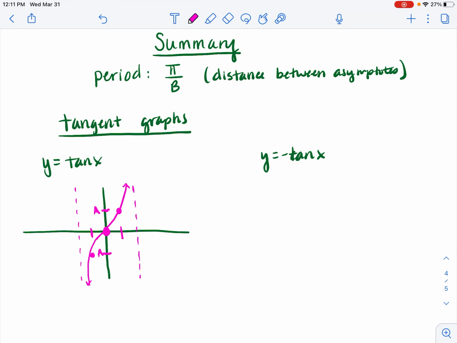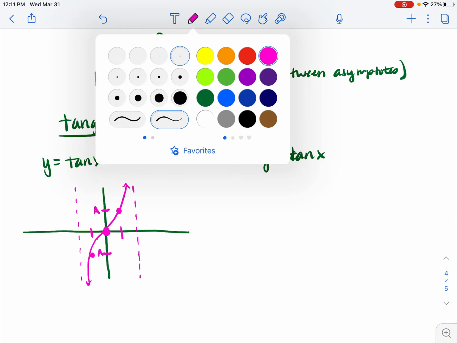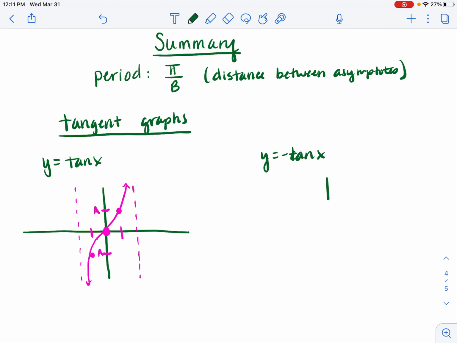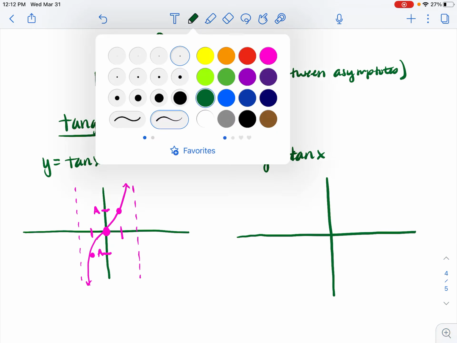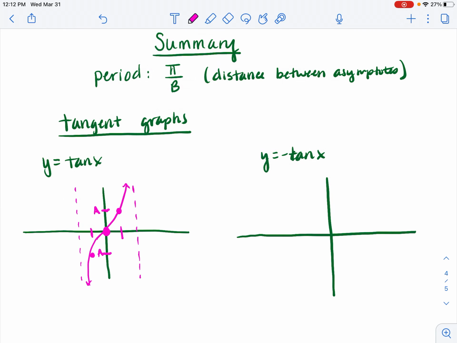And I'll show you a cool way to remember it in a second. Now, a negative tangent graph, what is that going to look like? Okay, asymptotes are still in the same place. It just kind of reverses direction. So a negative tangent graph still going to have one asymptote to the right of the y-axis, one asymptote to the left of the y-axis. And look, it's still going to go through the center, but it reverses its order.